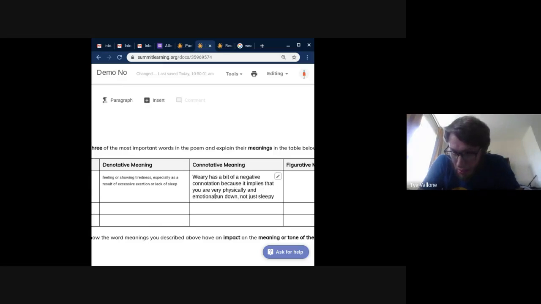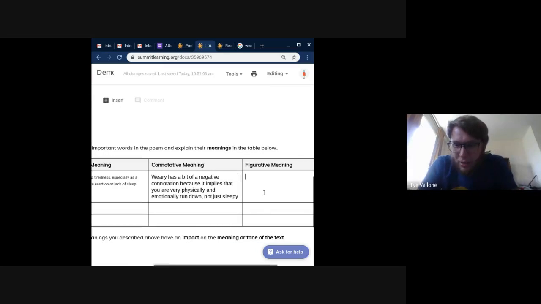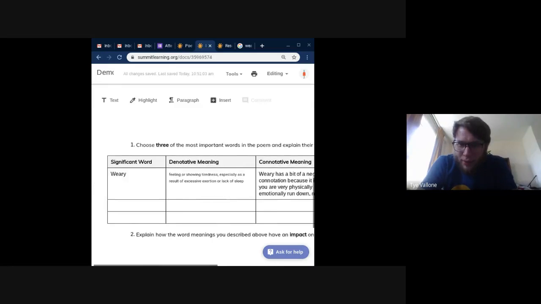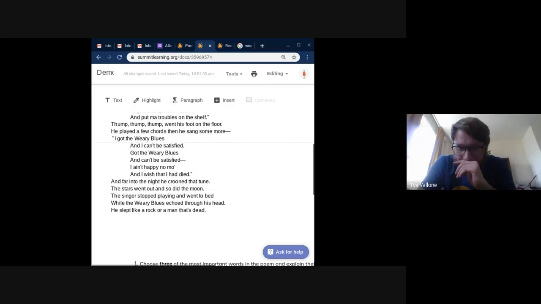And emotionally run down, not just sleepy, right? And then figurative meaning, there might not be one of these for each word you pick because weary doesn't necessarily mean something other than it sounds. But if we looked at this example at the end of the poem where it says he slept like a rock or a man that's dead, rock would have a figurative meaning there, because we know he's not really a rock, but he's trying to say he slept very soundly.